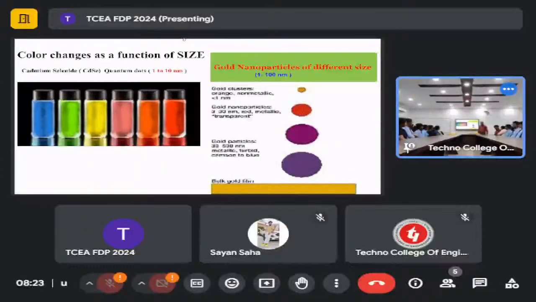Now, already in the first slide we have come to know that the color changes as a function of size. In the second slide you got the idea about silver nanoparticles, that different sizes show different colors. So if we change the size, we may have a different color. Again, I want to emphasize that in the case of semiconductor nanoparticles, in the range from 1 to 10 nanometer, if we vary the size, we may have different color. But in the case of gold and silver nanoparticles, if we vary the size from 1 to 100 nanometer, we may have different color.